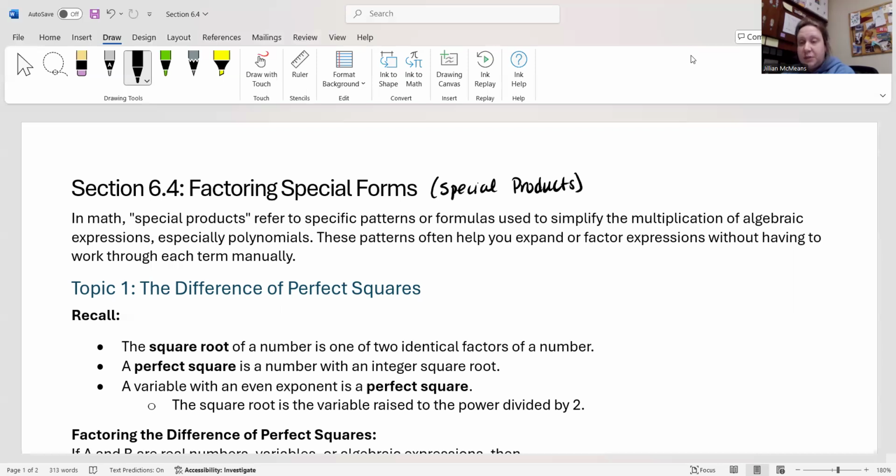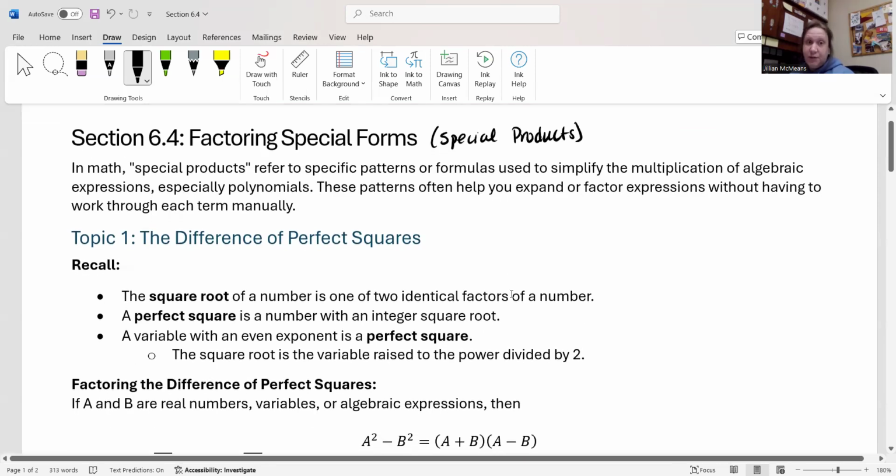These patterns help you expand or factor expressions without having to work through each term manually. Basically, we have special patterns: if we can recognize a pattern, it factors a certain way. It multiplies to have a certain pattern and it factors backwards to have a certain pattern, okay? If we can learn these patterns, we can save ourselves a lot of time, okay? So the first special product that we want to look at is the difference of perfect squares, okay?